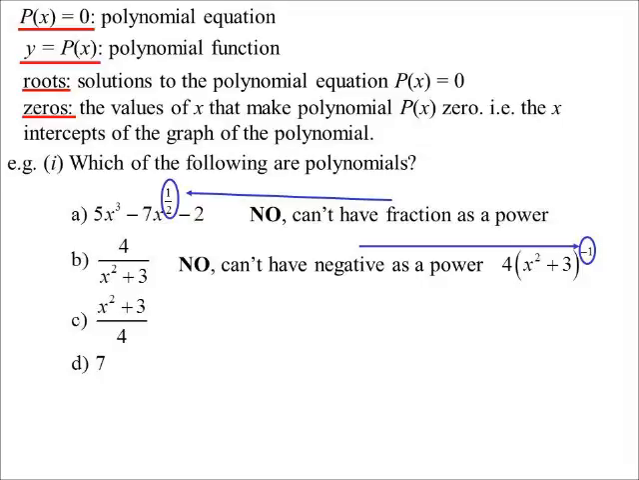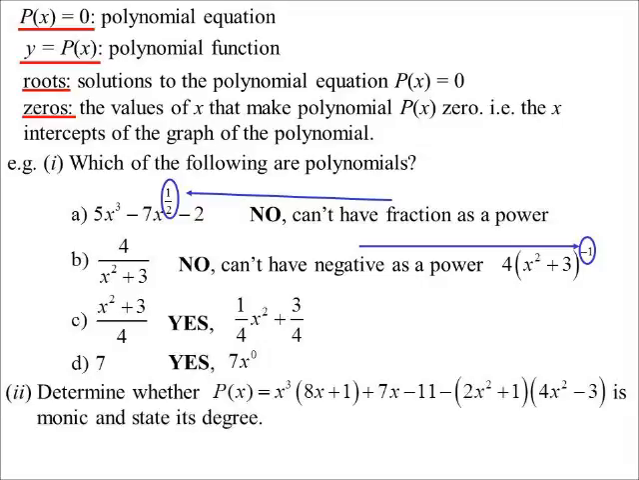What about the next one? Yes. Sure? Yes. I think so. Yes. It's okay, because, of course, we could write that as a quarter x. Coefficients are allowed to be fractions, just the powers can't be. What about the last one? Yes. It's 7x to the power of 0. So it would actually be a polynomial of degree 0.